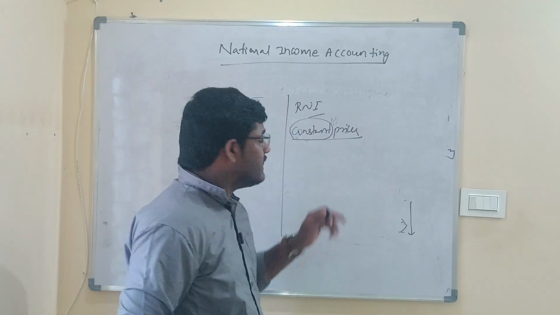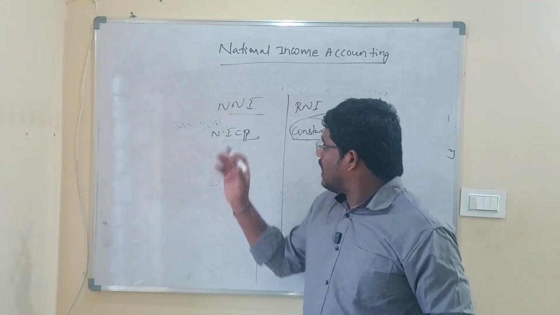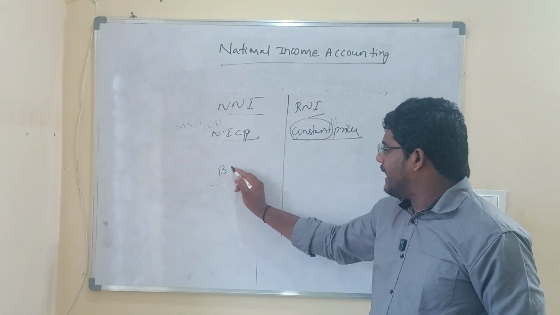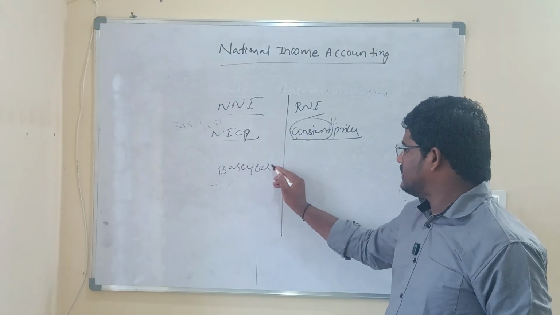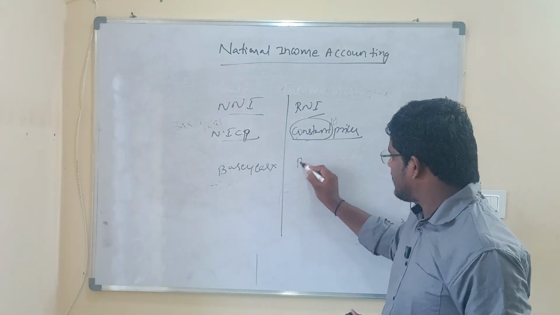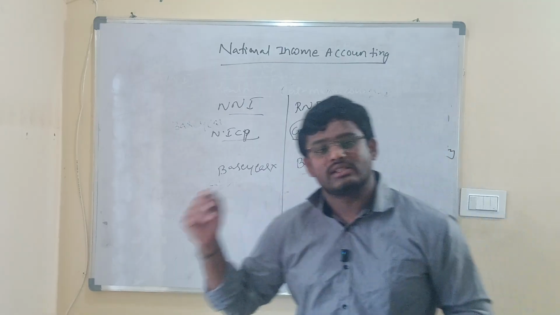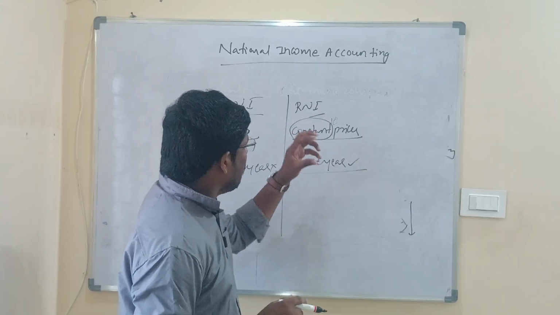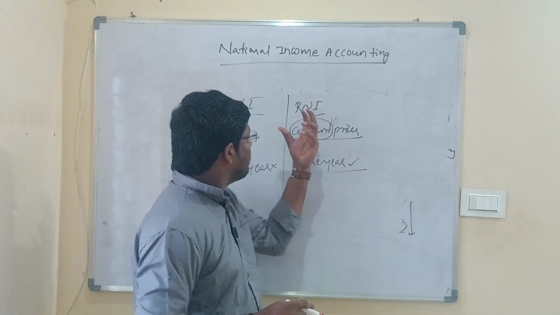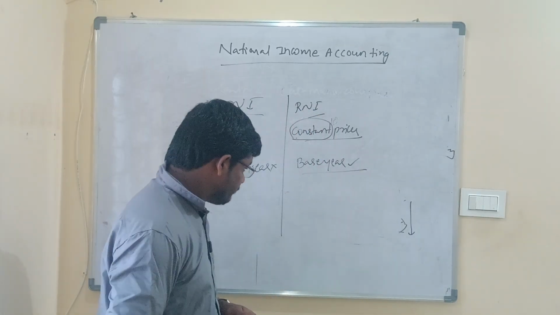So we call it national income at constant prices. Now in the nominal national income, the base year is not being taken, whereas in the case of real national income, the base year is being taken into consideration. So these are just a few points where we can compare nominal national income and real national income.